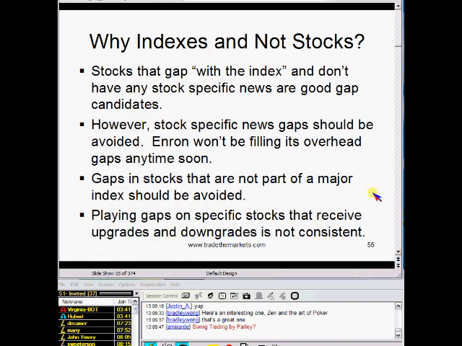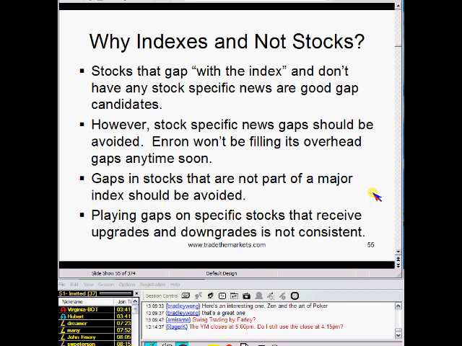So one of the questions is, when playing gaps, why focus on indexes and not stocks? The whole key with gaps is that you want to focus on multifaceted indexes as opposed to single unit indexes. What does that mean?